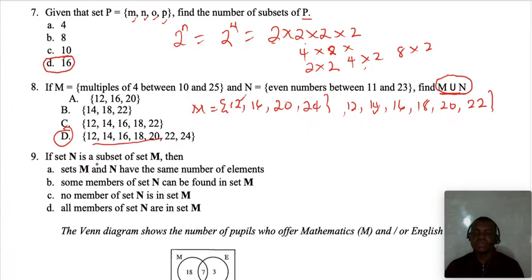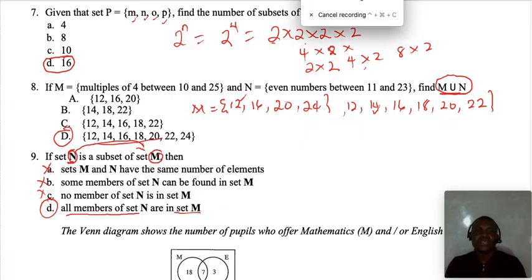Then we go to question 9. If set N is a subset of M, it means that N is part of M. So this means that all members of N are in M. D is the answer: all members of N are in M. It means they are members of M. So that is the meaning of subset. A set is a subset if all members of that set belong to another set. Good. That is the meaning of subset. Let's go on.